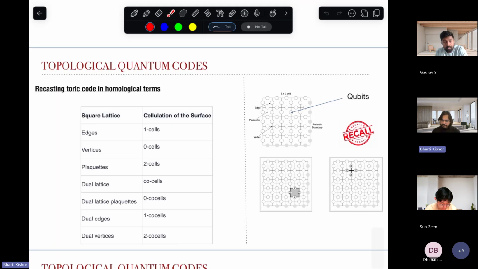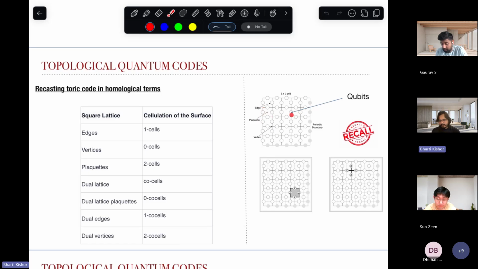So recall that in a Toric code, you have vertices. It's an L cross L grid where you have periodic boundary conditions. So these and these you identify, and these you identify, and it becomes a torus, exactly. And then these are called edges, these are called vertices, and these are called plaquettes, like faces.